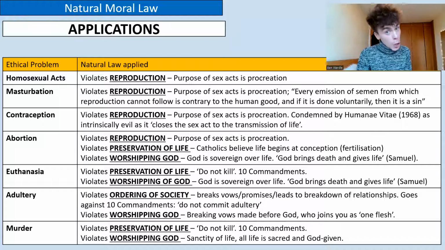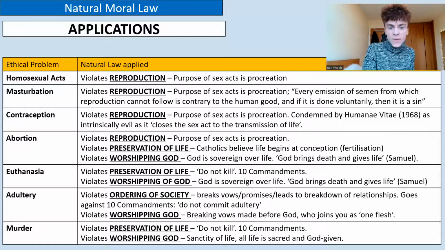Abortion, then, it goes against a couple of them. It goes against reproduction. It goes against preservation of life. Catholics believe life begins at conception. But also we could say it violates worshipping God because it goes against the idea that God is sovereign over life and that life is a gift from God. You're interfering in God's plan. Samuel from the Bible says God gives death and brings death, sorry, and gives life.